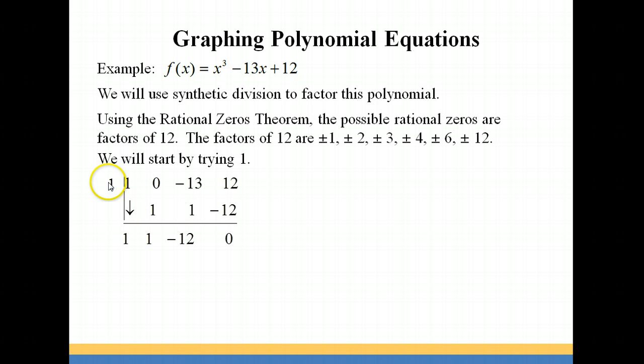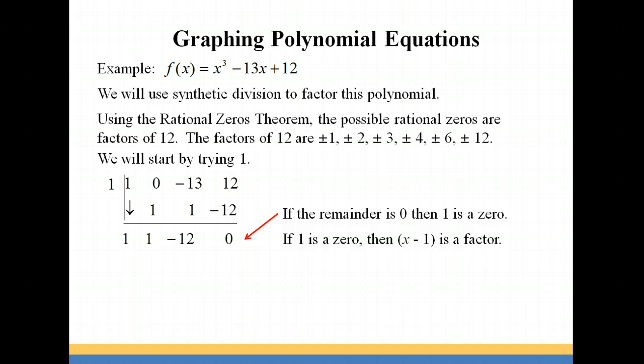And again, multiplying 1 times 1 gives me 1. And adding down, I get negative 12. So then I'm going to take negative 12 times the 1 and put it here and add down. Now, if my remainder is 0, then what I divided into the function is going to be a 0 of the function. So this tells me that 1 is a 0. If 1 is a 0, then x minus 1 must be a factor of f of x.